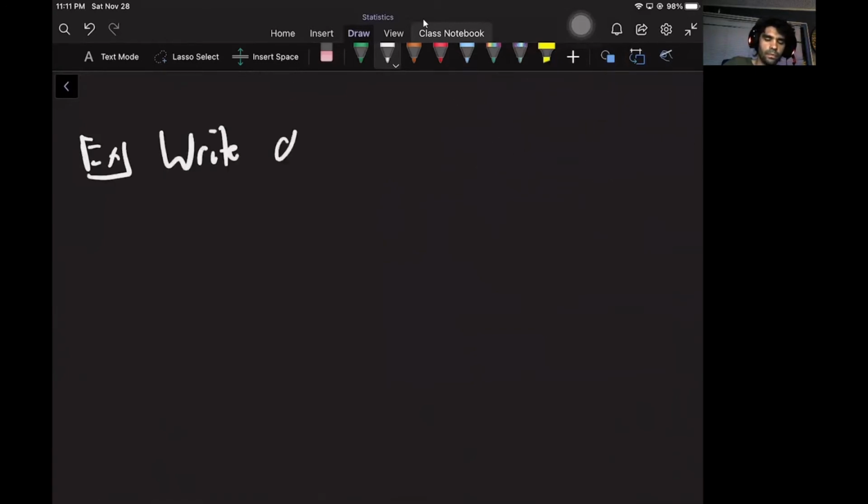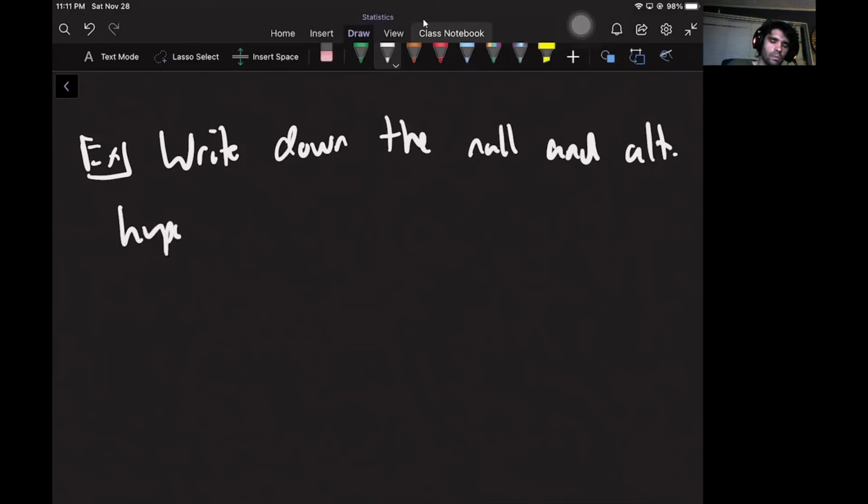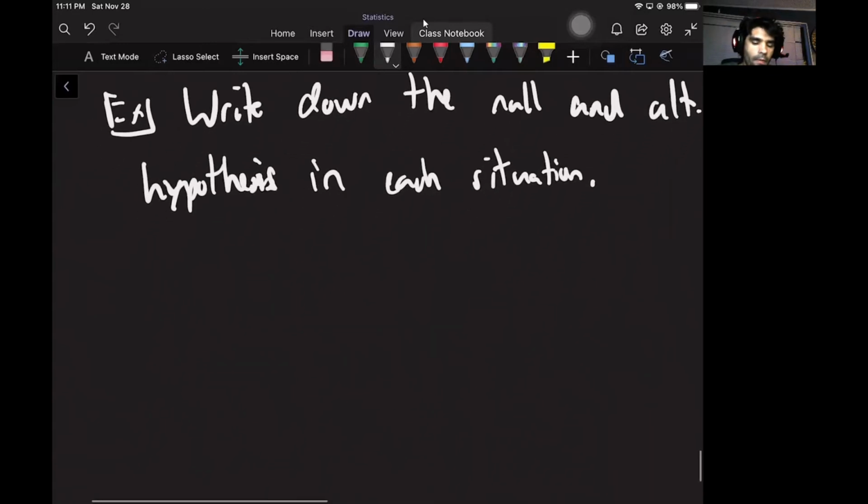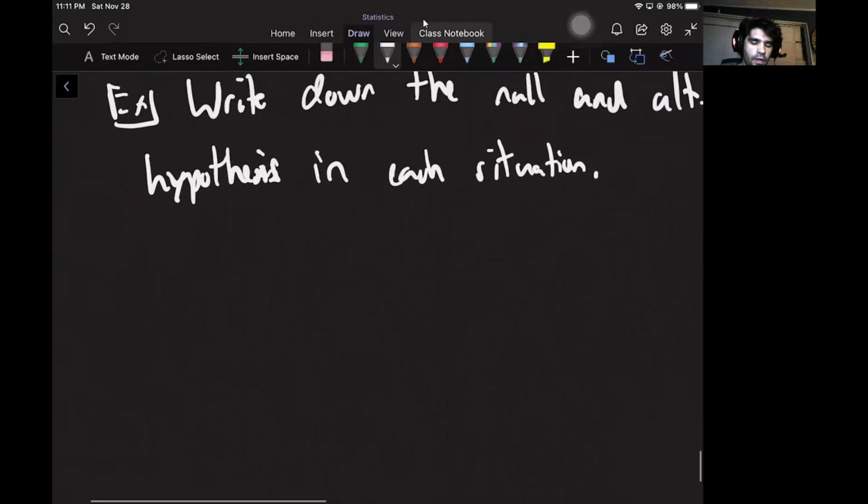So write down the null and alternative hypothesis for each situation. Let's see if we could just do that. So we're not doing any hypothesis testing yet today. We're just sort of getting the idea down. And then we're just saying the null and alternative hypothesis, which is really the first step to doing hypothesis testing. Okay, so I'm just going to pop this question in because it's very long. So let me just do that.